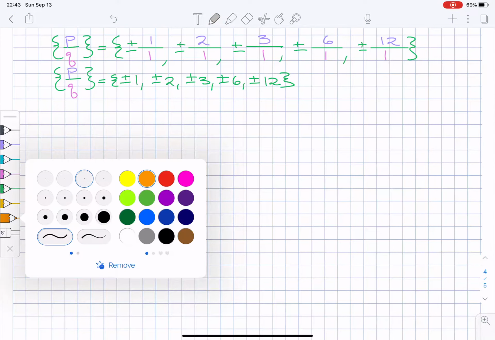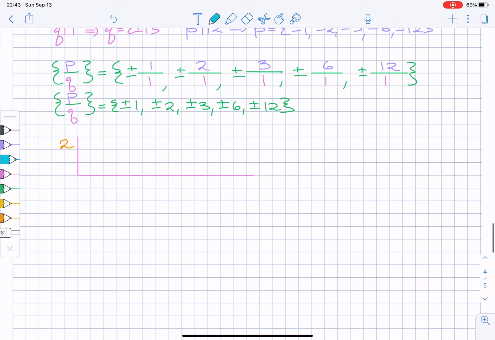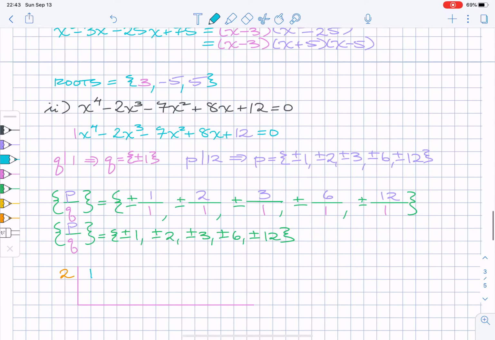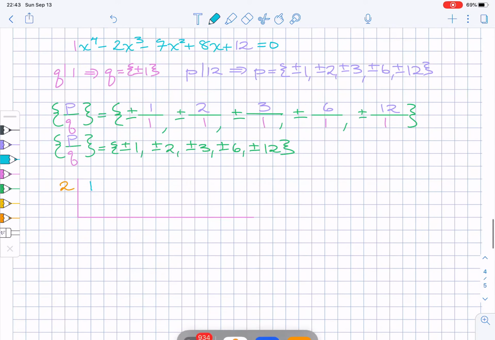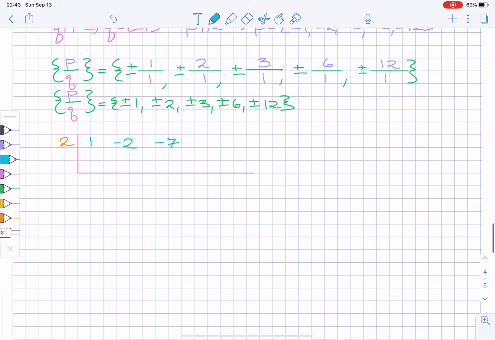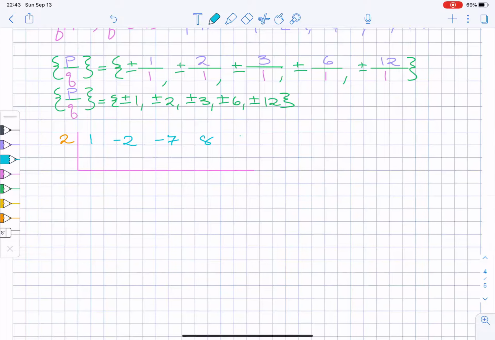Okay, so what is my polynomial? Coefficients are 1, negative 2, negative 7, positive 8, and positive 12. So let's try 2. So drop down the 1. 1 times 2 is 2. Add this column together, we get 0, my favorite number.